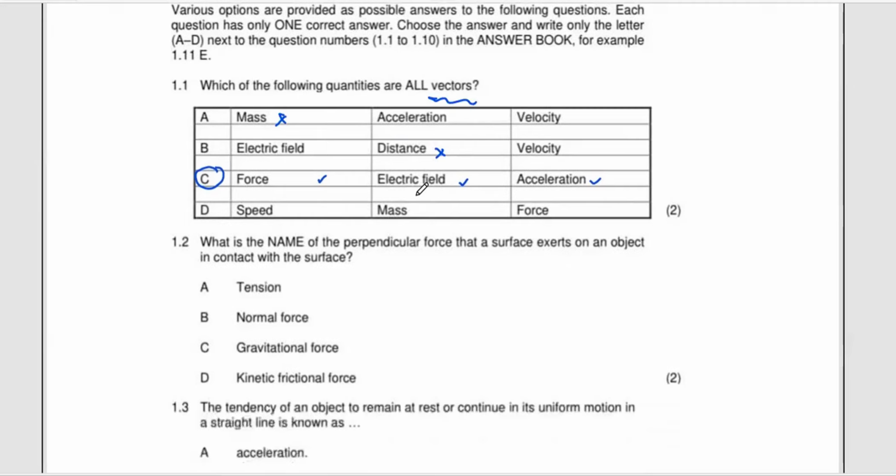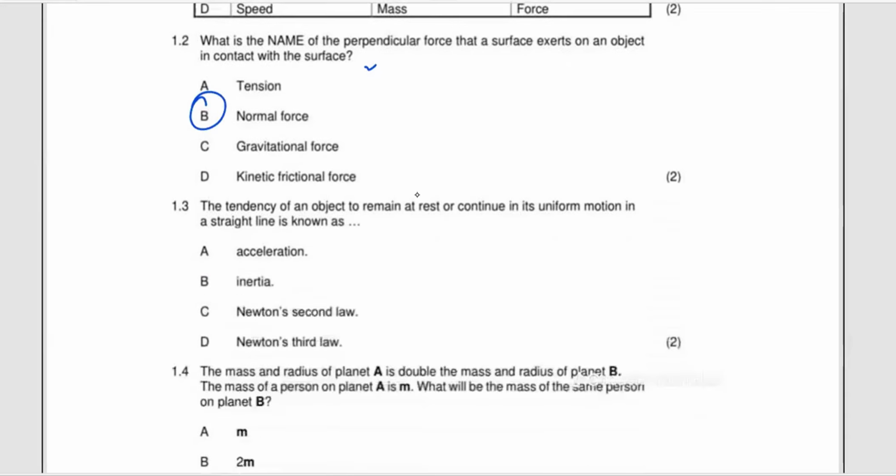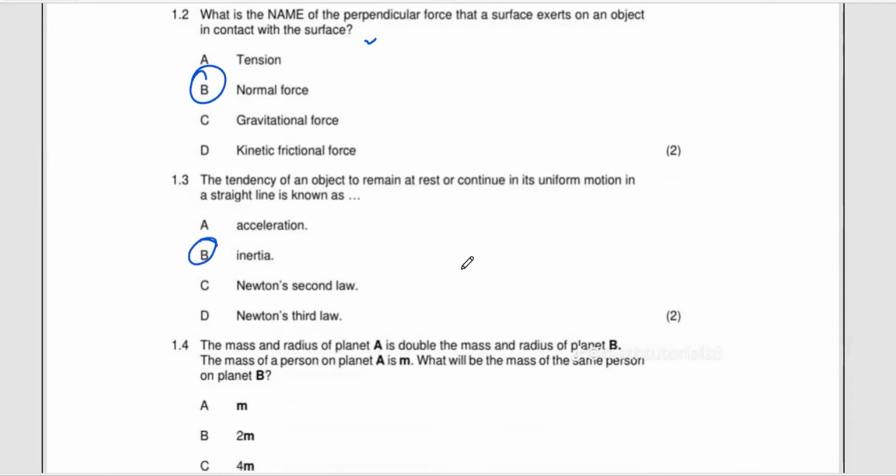Then 1.2, what is the name of the perpendicular force that a surface exerts on an object in contact with the surface? So that is known as the normal force. So B is the correct answer there. And then 1.3, the tendency of an object to remain at rest or continue in its uniform motion in a straight line is known as inertia. That's Newton's first law of motion.